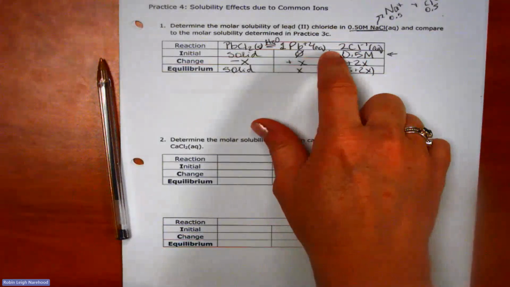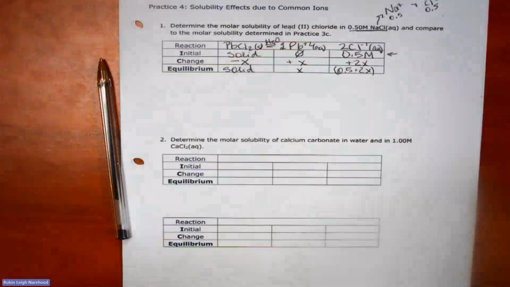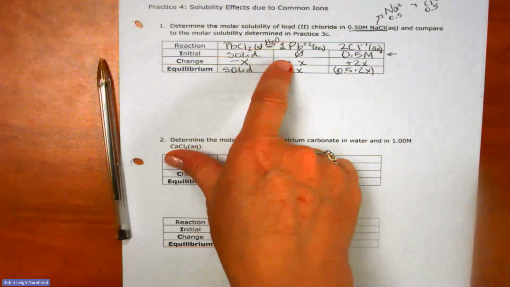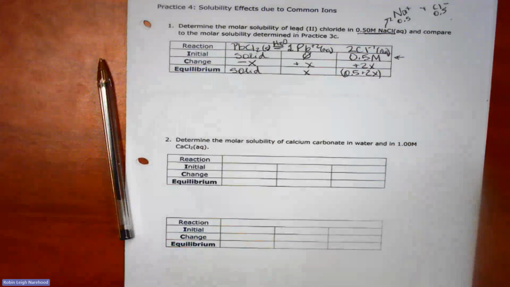So the only difference would be this initial row, where you would have one of the ions already present. It would still be X amount dissolves, creating X and 2X, but at equilibrium, you'd have X and then 0.5 plus 2X.